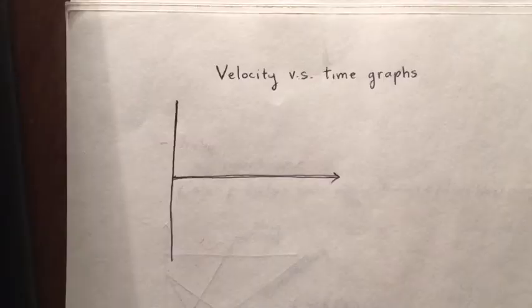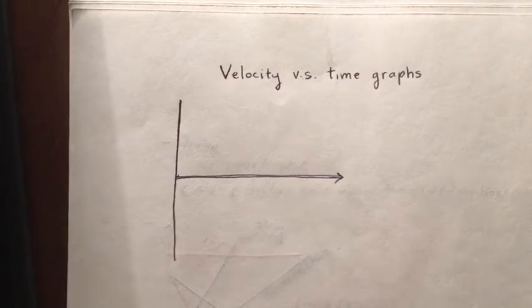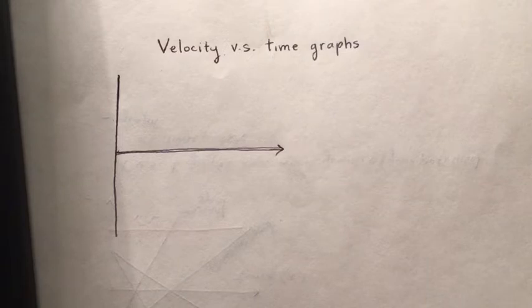All right, velocity versus time graphs. I'm not going to speed through it because it's important to understand these. I'm going to show you how to draw velocity versus time graphs, and I'm going to tell you what information you can get from velocity versus time graphs about the motion of an object. Velocity versus time graphs show you what's happening to the velocity of an object as time is passing.